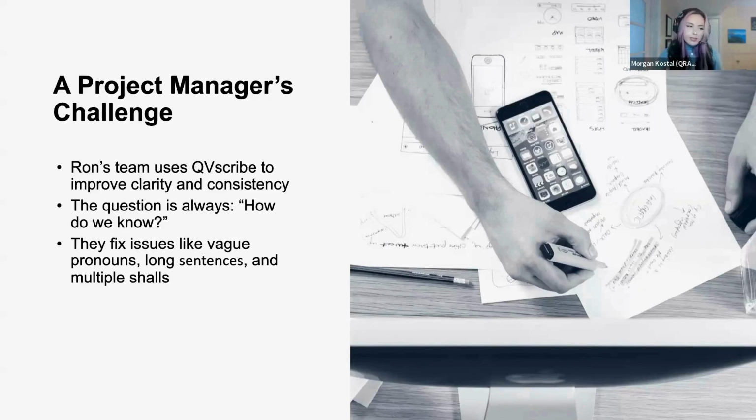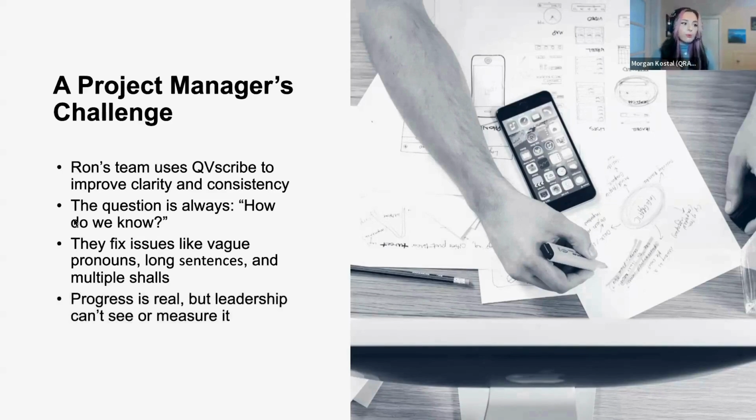The challenge isn't fixing the requirements anymore. QVscribe is doing a great job helping with that. The challenge here is showing leadership the measurable impact of all of this effort. He's used QVscribe's reporting tools before to share the results with leadership, and they've worked really well to show the moment in time picture of quality, but they don't always tell the full story of how the quality is evolving. Ron can say, we've made a lot of improvements, and leadership will ask, that's great, but how much better are we this month compared to last month?